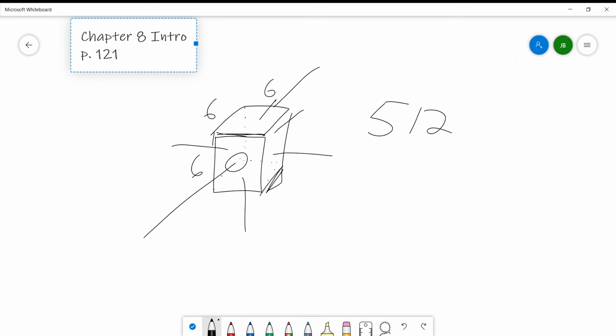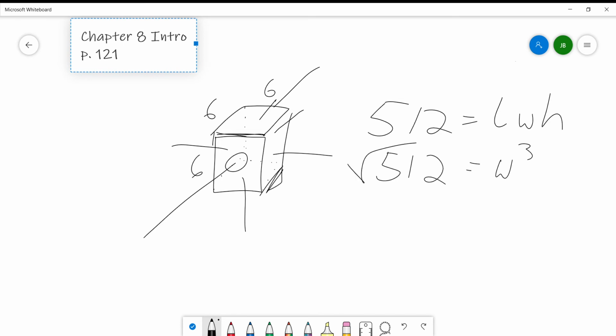So if we know that the length times the width times the height equals the volume, let me try to be consistent: length times width times height. We also know that all the dimensions of a cube are the same. So the length and the width and the height are the same thing. So we could just call it the width cubed equals 512. This one you will probably have to do on a calculator, to be perfectly honest.